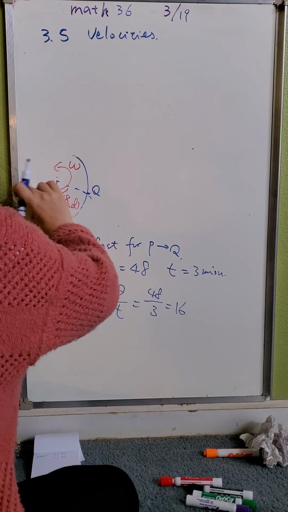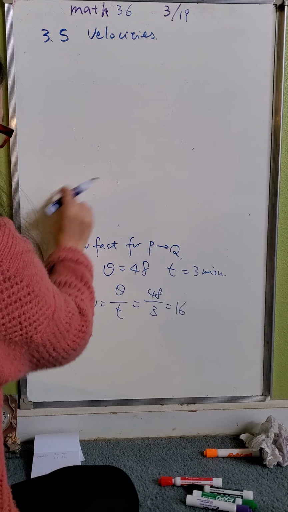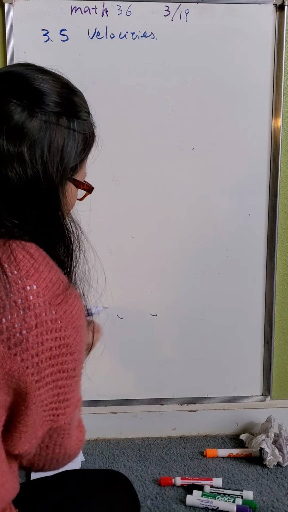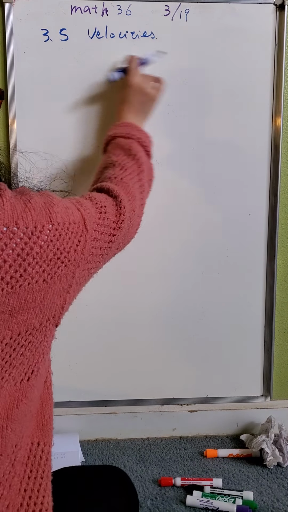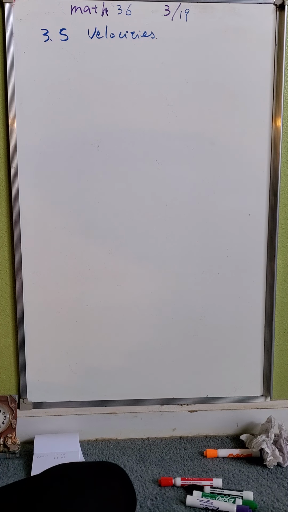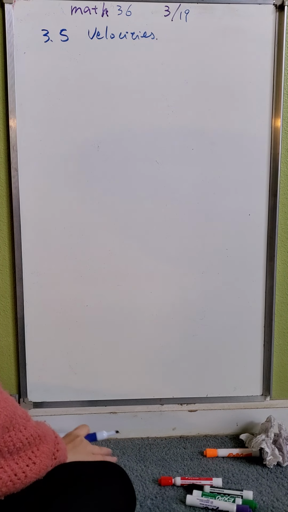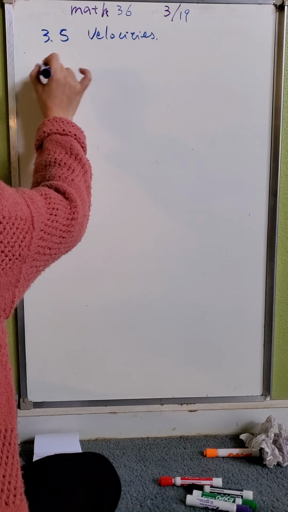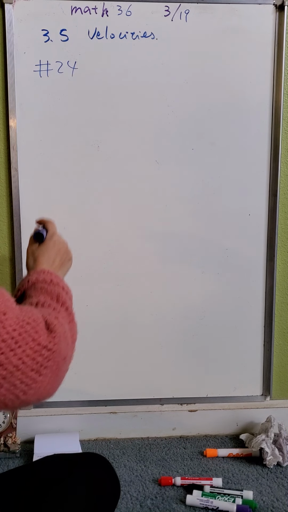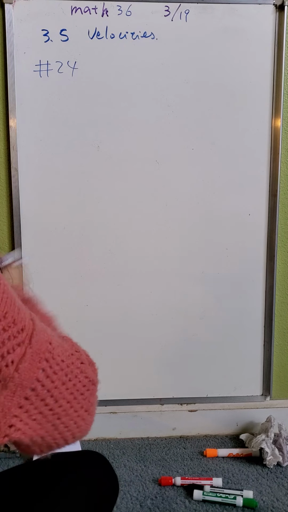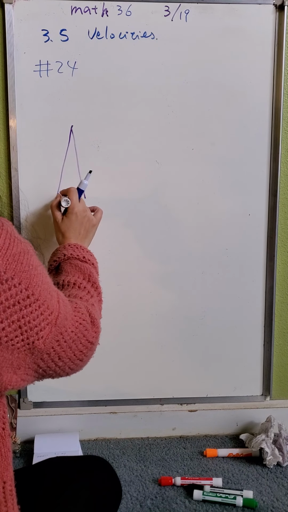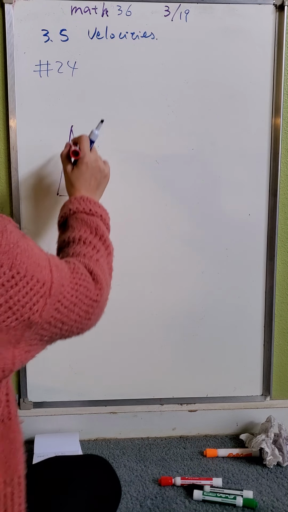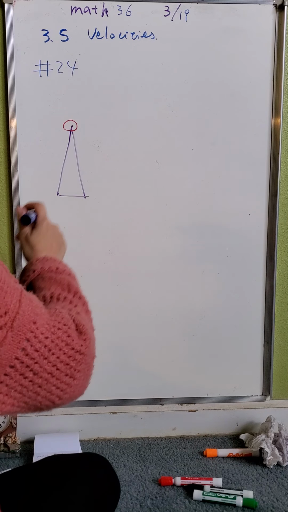Now let's try problem number 24. 24 is like this. There's a lighthouse right here, and there's a light shining on the top, and it shines straight.